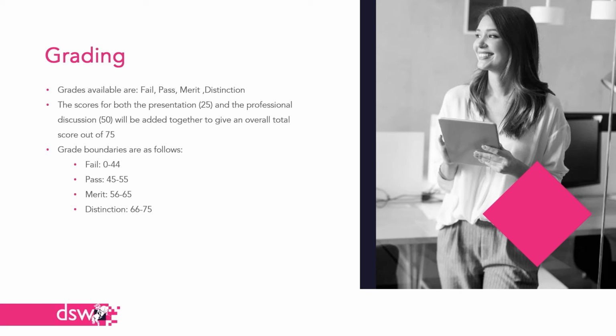The total scores for both the presentation and professional discussion will then be added together to give an overall total score out of 75. For an apprentice to achieve a pass, they must achieve a minimum score of 45 out of 75. To achieve a merit, they must achieve between 56 and 65. To achieve a distinction, they must achieve between 66 and 75.